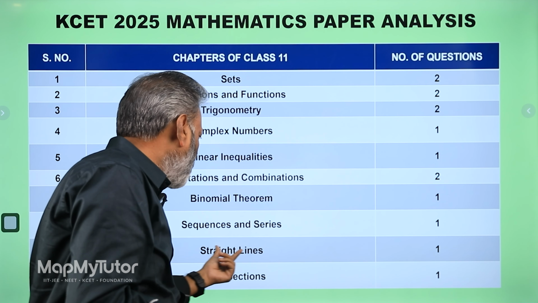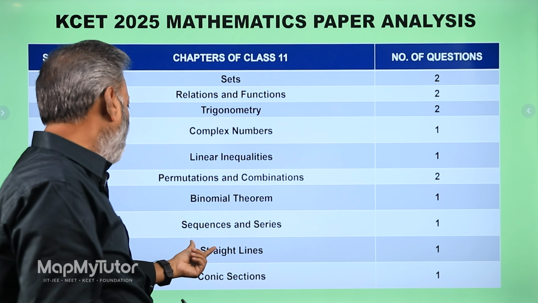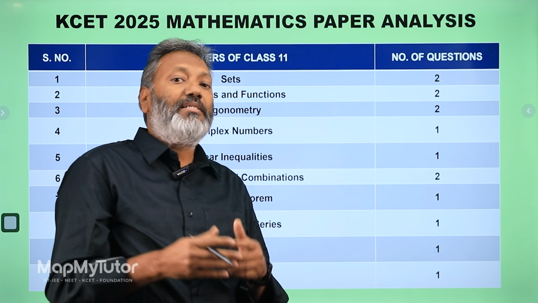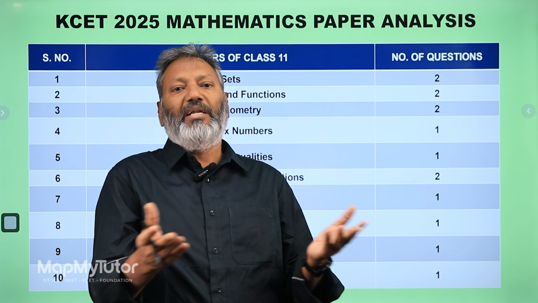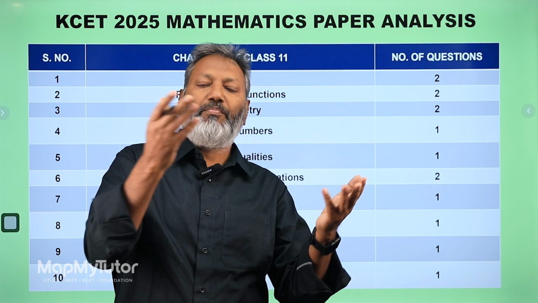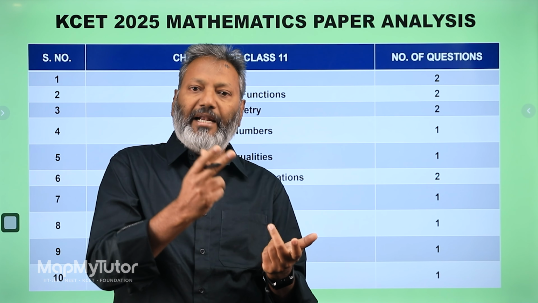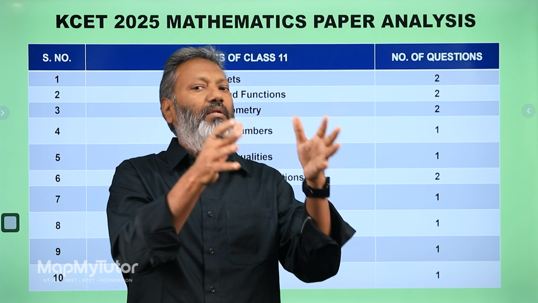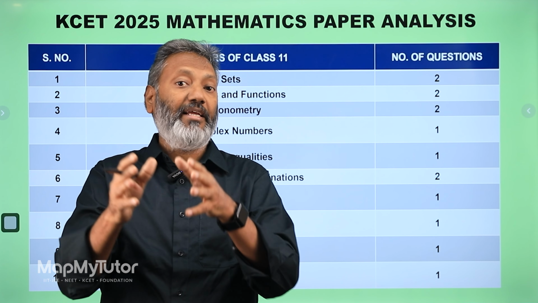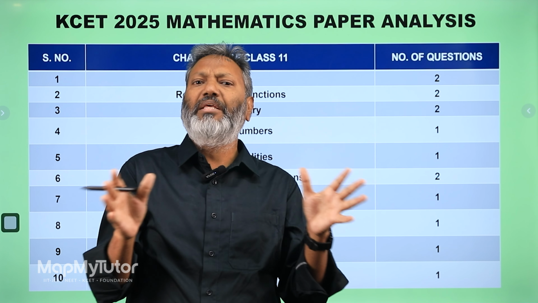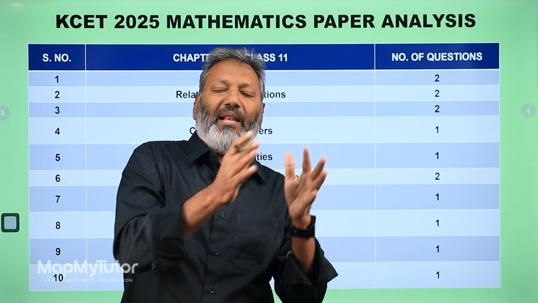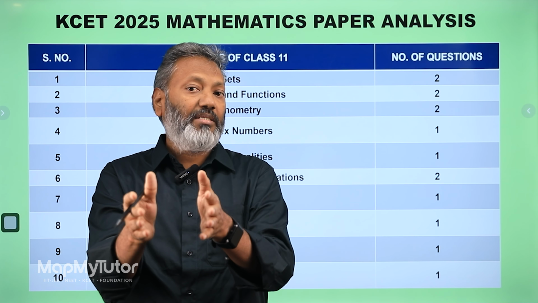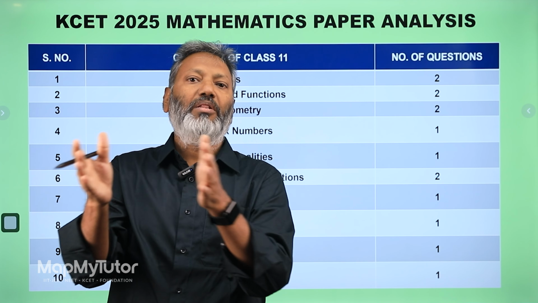Coming back to straight lines, number 9, only one question. In straight lines, of course, you know the different forms: point slope form, two points form, intercept form, etc. How to find the equation and how to find their details. That's enough. No lengthy questions. They're just asking parallel condition, perpendicular condition, angle between two lines, all these questions.